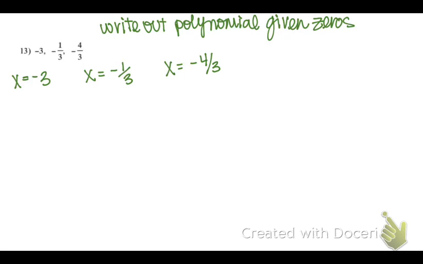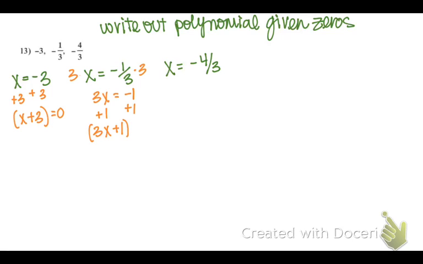So for this first one, I'm just going to add the 3 over. So I get x plus 3 equals 0. This one, I'm going to first multiply by 3. So I get 3x equals -1. Then I'm going to add the 1 over. So I get 3x plus 1 equals 0. This one, I'm going to multiply by 3. So I get 3x equals -4. Add the 4. And you get 3x plus 4 equals 0.